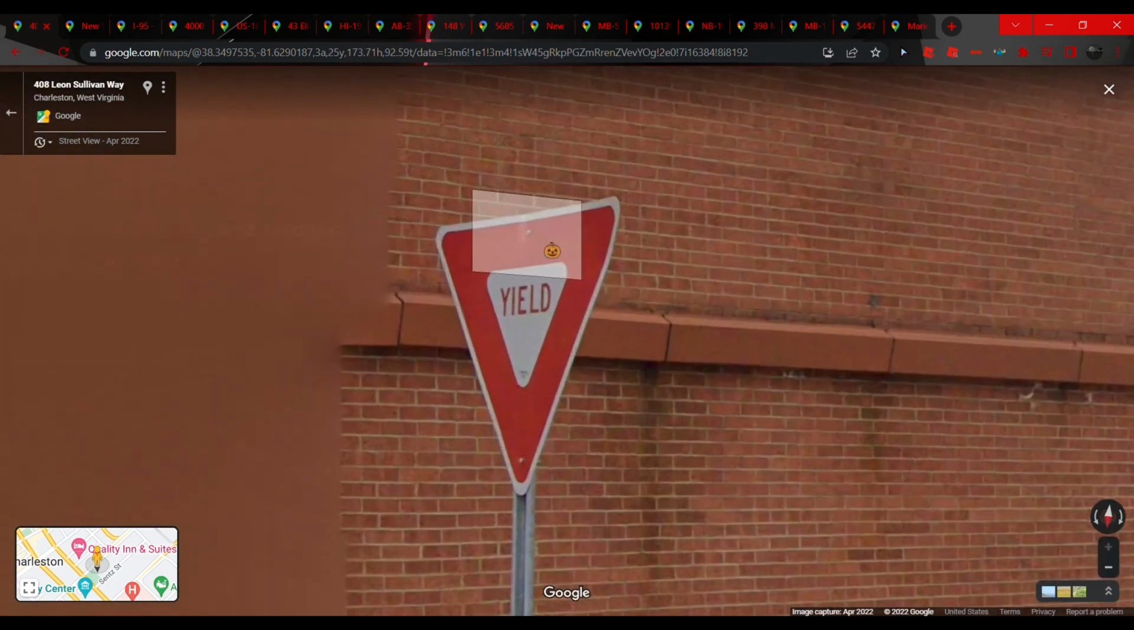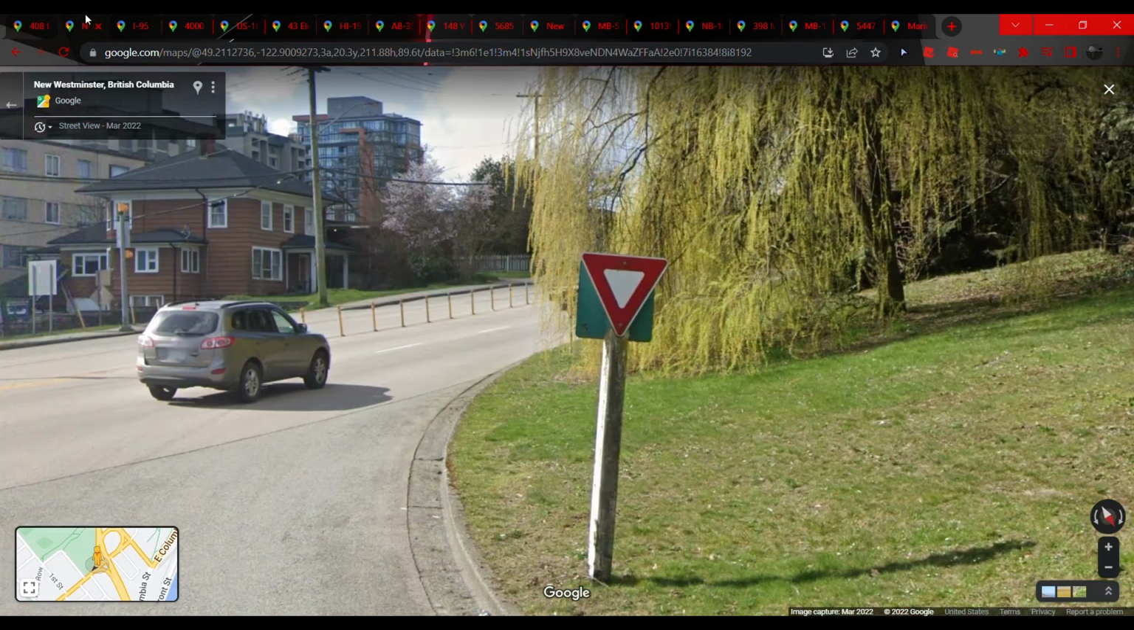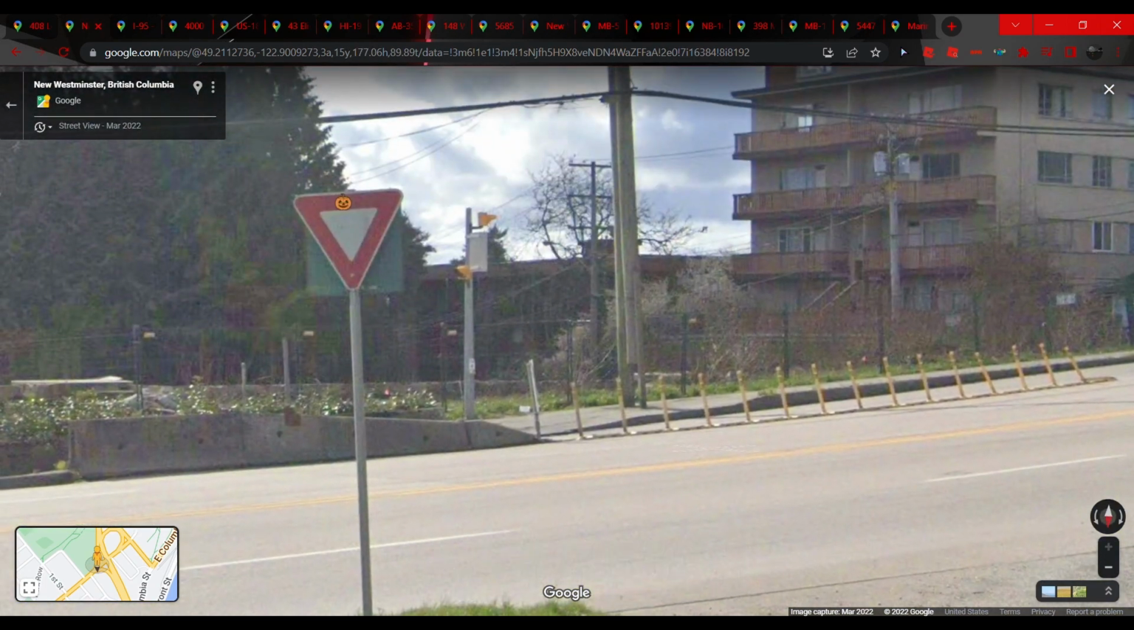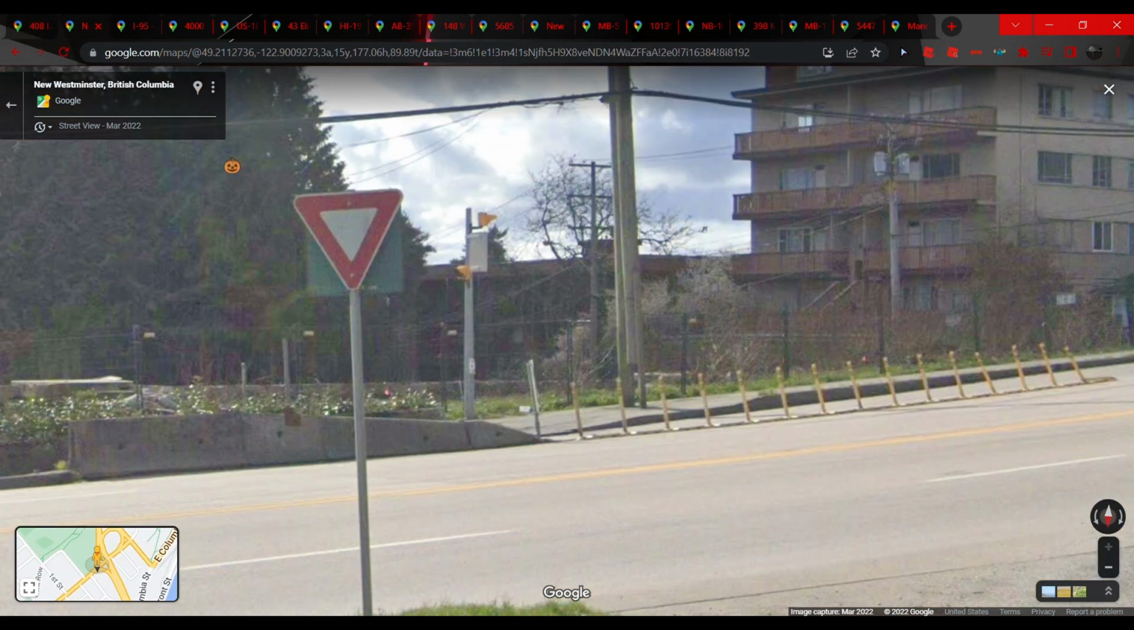So the first sign is the yield sign here. This is an American yield sign. This is how it looks, and it does have the word yield inside of it. But in the Canadian yield sign, it is blank, so they never say yield inside of the signs. So this is the American one. This is the Canadian one. Definitely very useful to tell apart here.